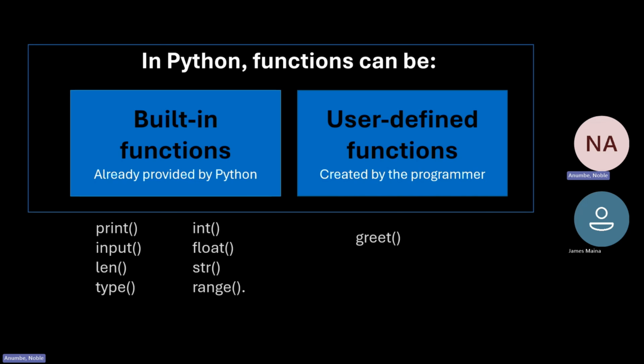So essentially two types of functions: the built-in functions, which are already provided by Python, and below are some examples. And then you have user defined functions. I just gave one of them there, but you can create any number of functions as your user defined functions.